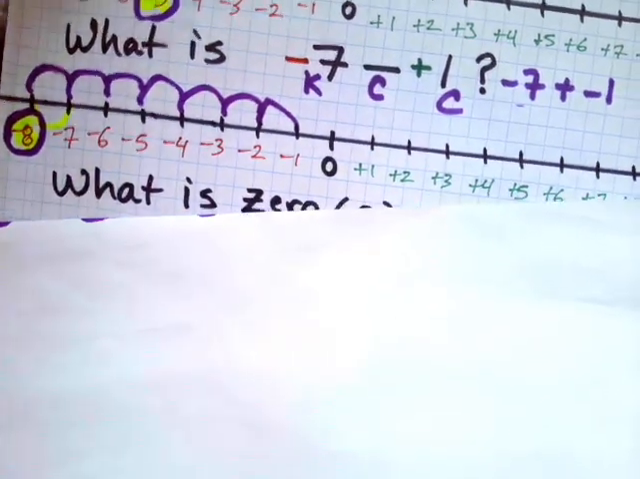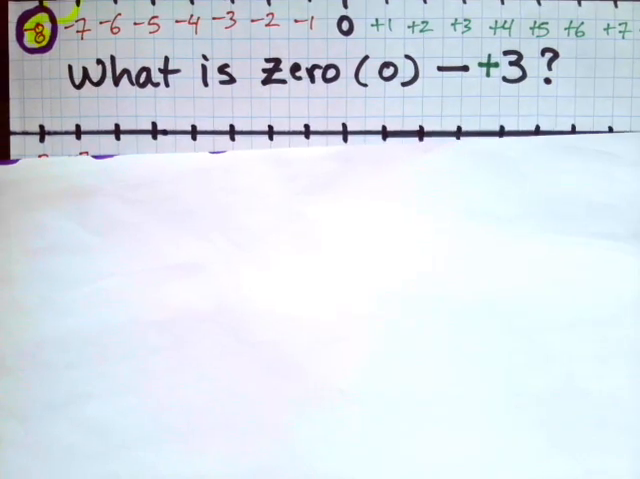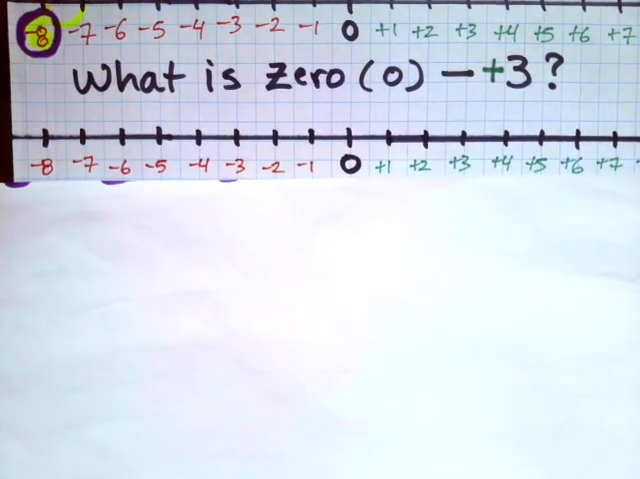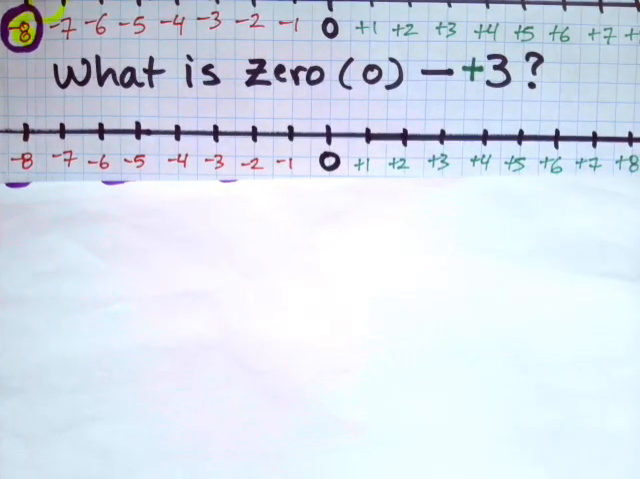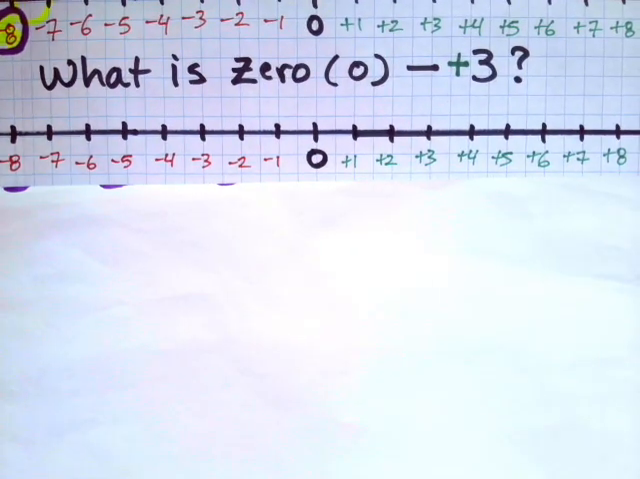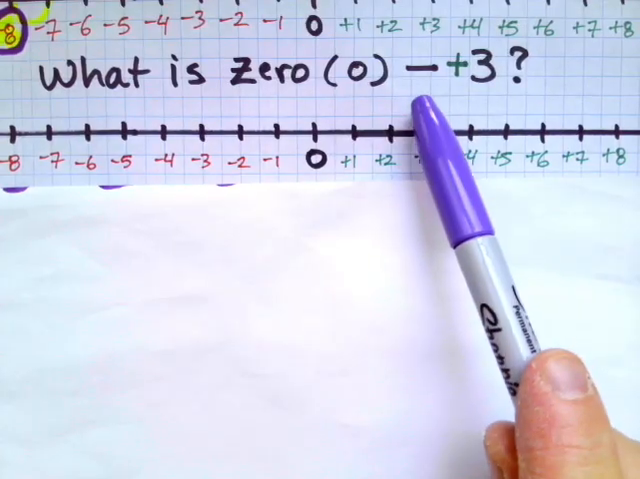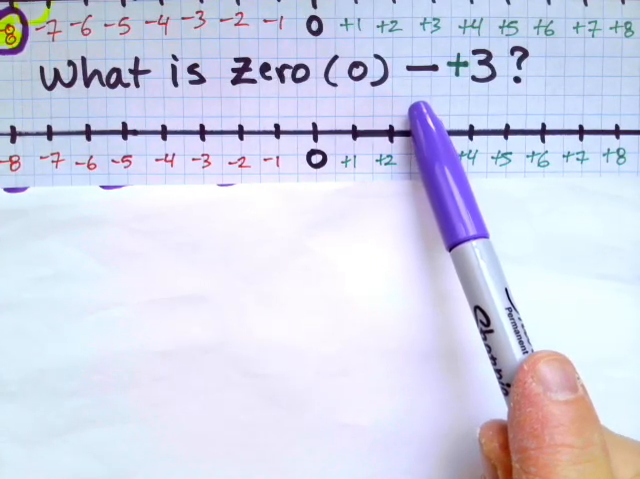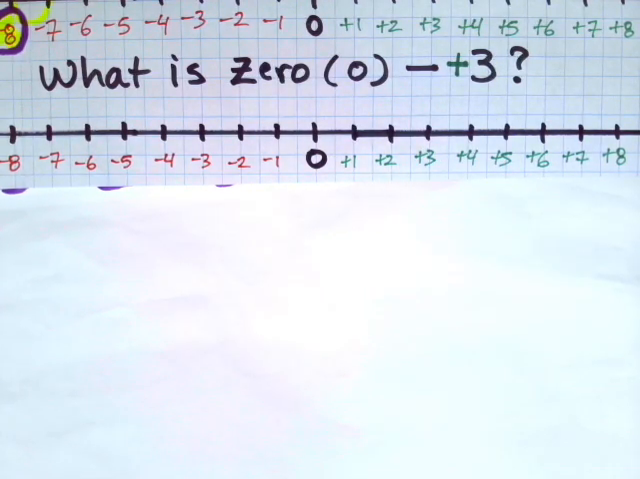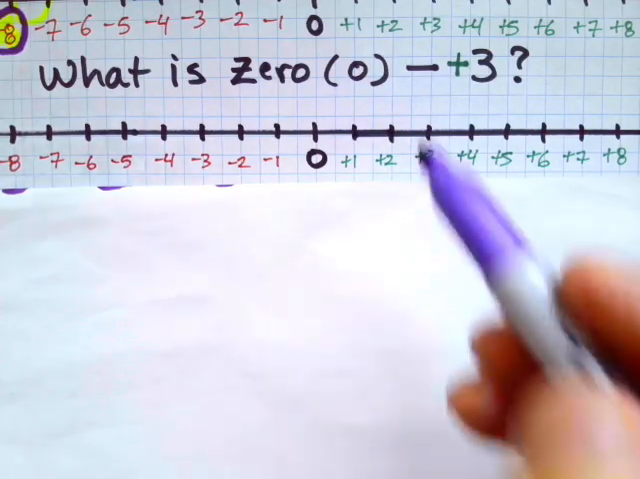All right, let's go on. I think we got another example here. Oh, we got a little tricky question. Not really, I guess. I'm just trying to be funny. What is 0 minus +3? So again, hey, we're subtracting.